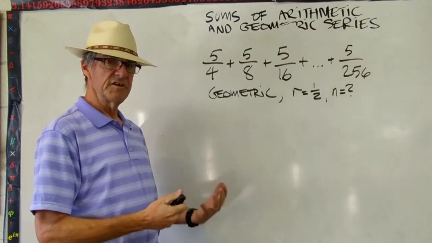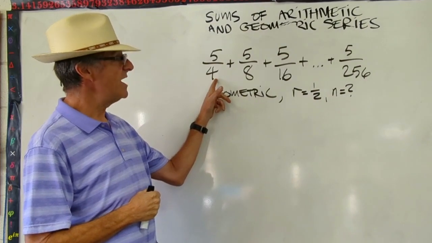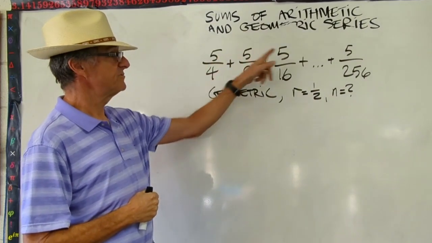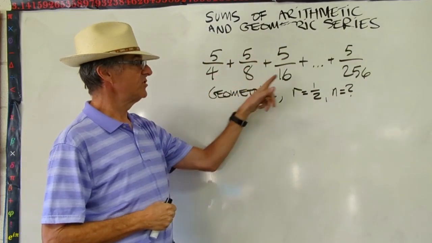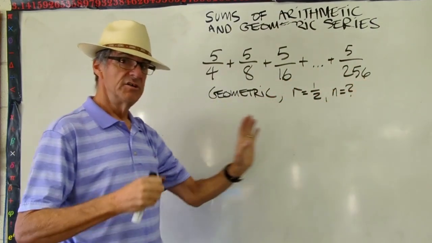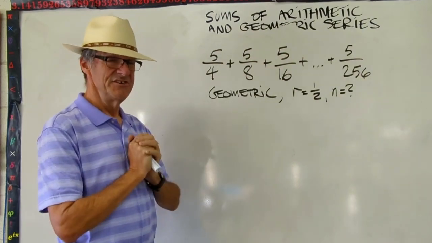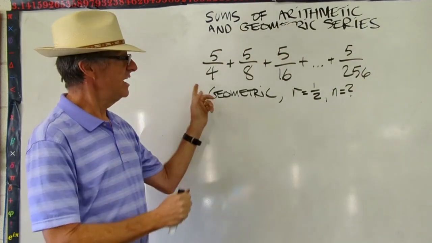All right, if you figured that this was a geometric series, you're right. We're just multiplying each term by 1/2. So the top just stays the same, and the bottom's getting multiplied by 2 as we go all the way up to 256. Now, to use the formula for a geometric series, you need to know the number of terms. And we don't.